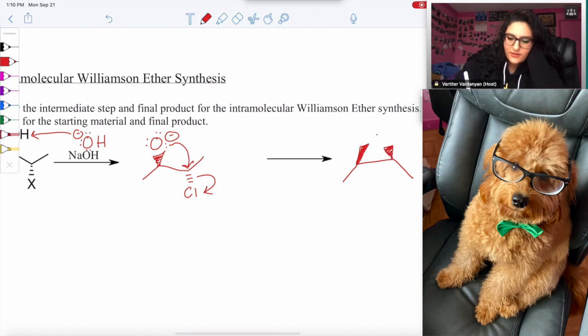So first I'm going to draw it kind of coming out of the plane. The ring has two wedged lines. The reason for that is this oxygen is wedged, and in order to kick off the leaving group, it has to be opposite to it. So it has to come from behind and attack from the backside, and that's why we can draw it out as both being wedged.